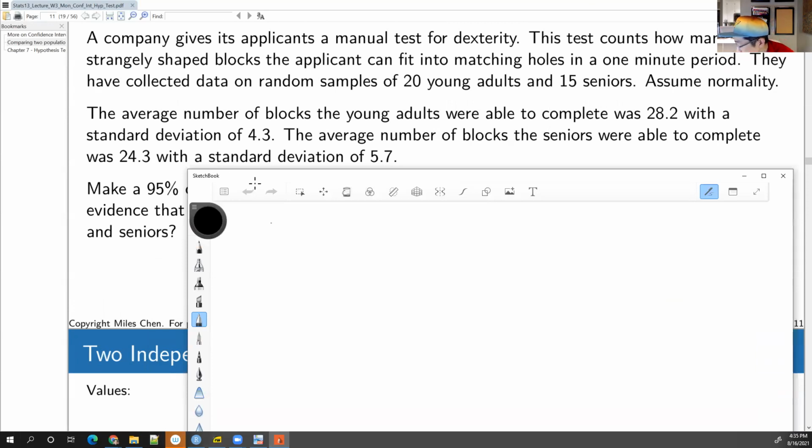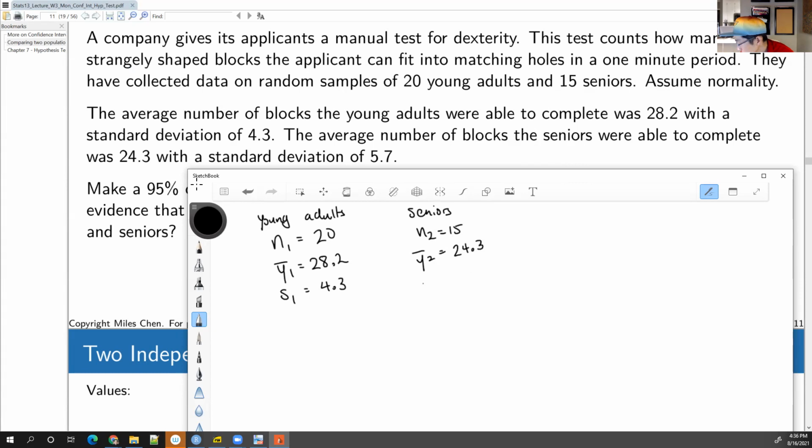Okay, so we have sample 1 will be the young adults. Okay, and so we have 20 people. The average is 28.2. The standard deviation is 4.3. Okay, as far as the other side, we have seniors. We have 15 of them. N2 is 15. Our Y bar for the seniors on average was 24.3, and the standard deviation 5.7. Okay, and I'll just flip back a few slides.